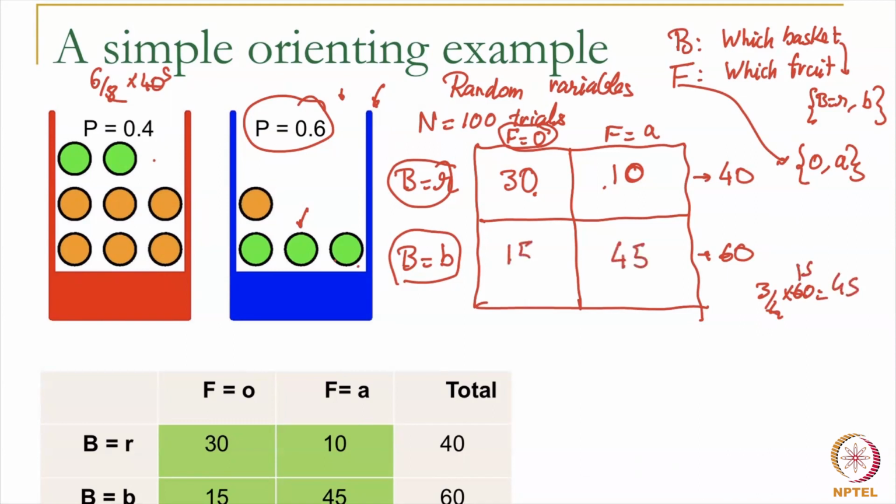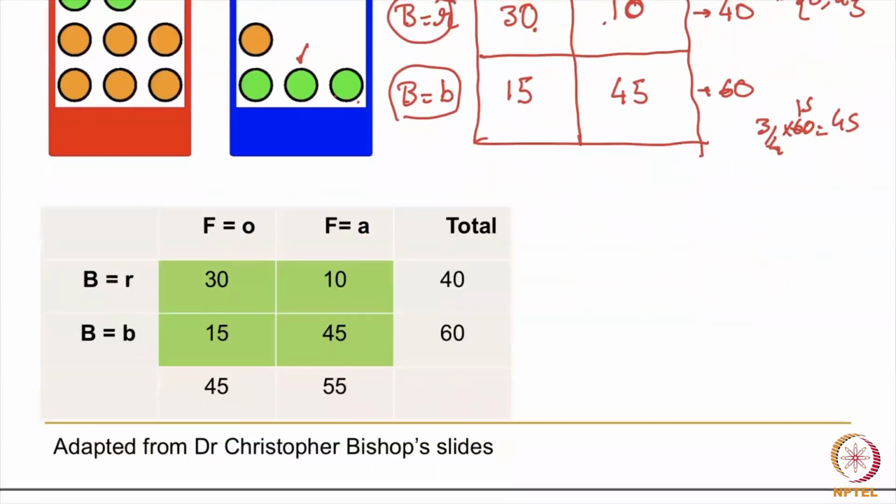And in 15 of the remaining cases, I would have picked up an orange. Now we can also sum it up in another way. We can say that within the 100 trials, in 45 of the cases, I picked up an orange, and in 55 of the cases, I picked up an apple. Okay, how would that have happened in the 45 cases?